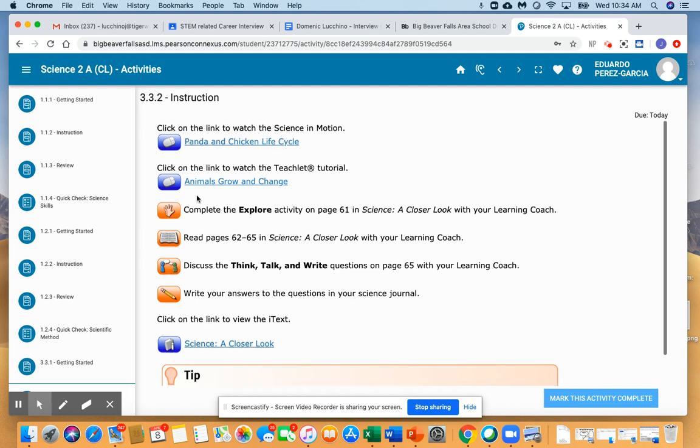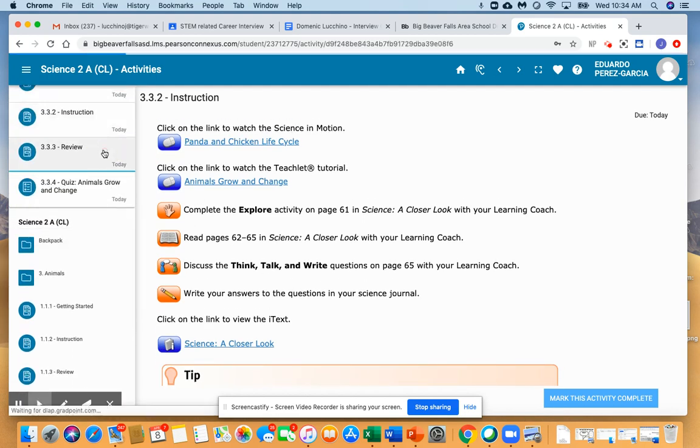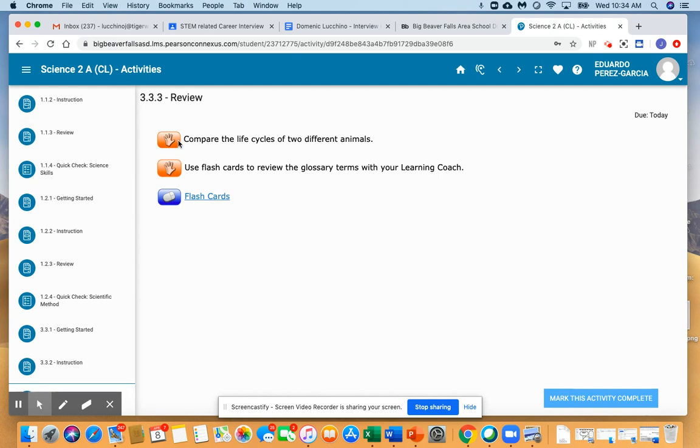Okay, 3.2 and 3.3. Compare the life cycles of two different animals. Use flashcards to review the glossary terms. If this isn't working, you can always go to the glossary for those terms.